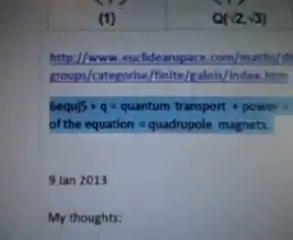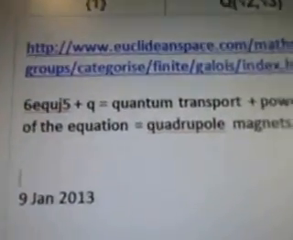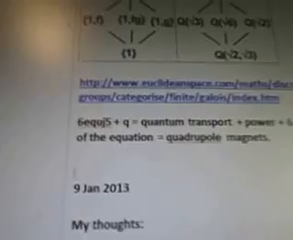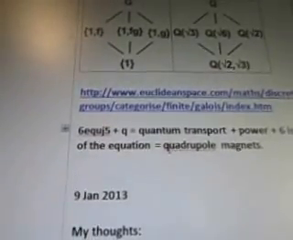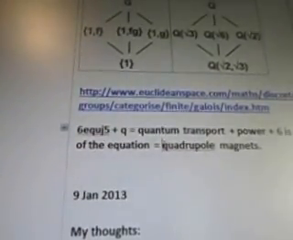You know what the 6 is? I know what that stands for. The quadruple magnets. Remember we had 6 magnets come up in the WOW formula? It's amazing what you get when you're doing it, right? Okay. So here we go. So I changed it to 6EQUJ5 plus Q equals quantum transport plus the power plus 6 is part of the equation equal 6 quadrupole magnets.